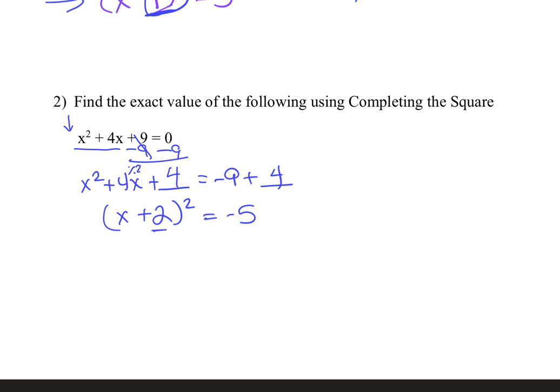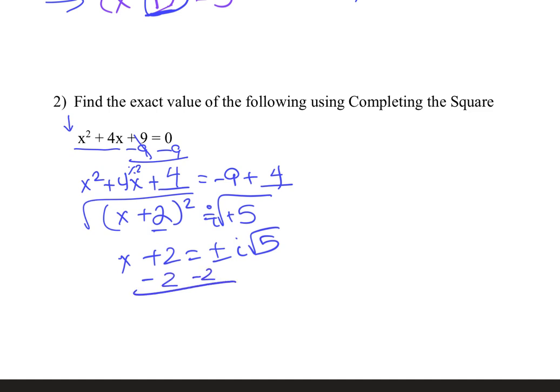Now you have a perfect square equation, and now you just have to solve it. Getting to that point is important, and now we have to take it a step further by taking the square root. So x plus 2 equals plus or minus. Remember, there's a negative here, so it becomes an i. And then subtract 2. Nothing really to reduce here, and we're done.